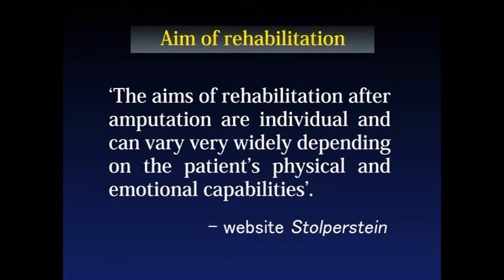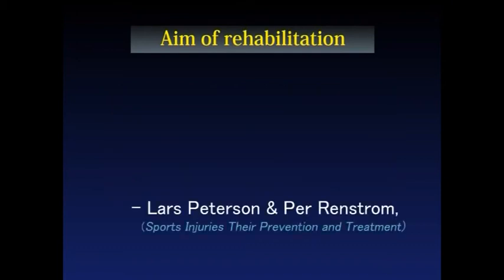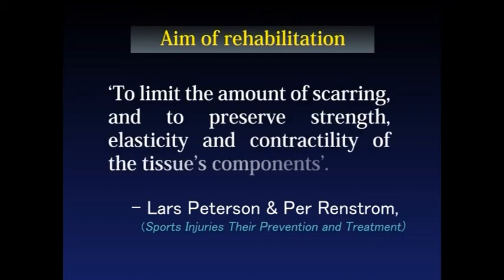According to Lars Peterson and Per Renstorm, in the book Sports Injuries, Their Prevention and Treatment, the aim of rehabilitation is to limit the amount of scarring and to preserve strength, elasticity and contractility of the tissue's components. After going through the aims given by different experts, the gist that comes out of all the above is to restore the original function to the affected part when the injury is healed.